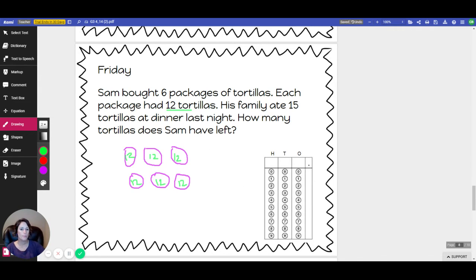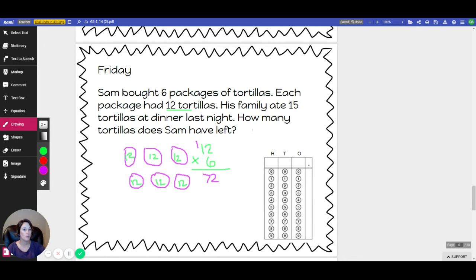Okay, so thinking about that. Do I have a total, or am I looking for a total? I need to find out how many tortillas he had. Okay, so let's start with that. So I've got 12 in each package, and I've got 6 groups of those 12. 12 times 6. Go ahead and solve that one. Okay, so 6 times 2 is 12. I can regroup. 6 times 1 is 6, plus 1 more is 7.